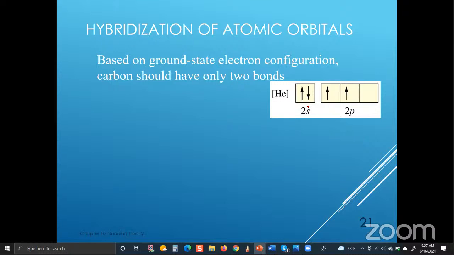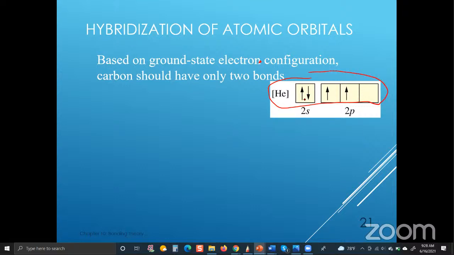Now, this theory of hybridization was put forward by Linus Pauling, who is the same person who came up with the electronegativity values that we use in this course. And basically, the theory came about because there was a problem explaining certain bonding situations. I'm going to use carbon as an example. So what we have here is the electronic configuration of carbon.